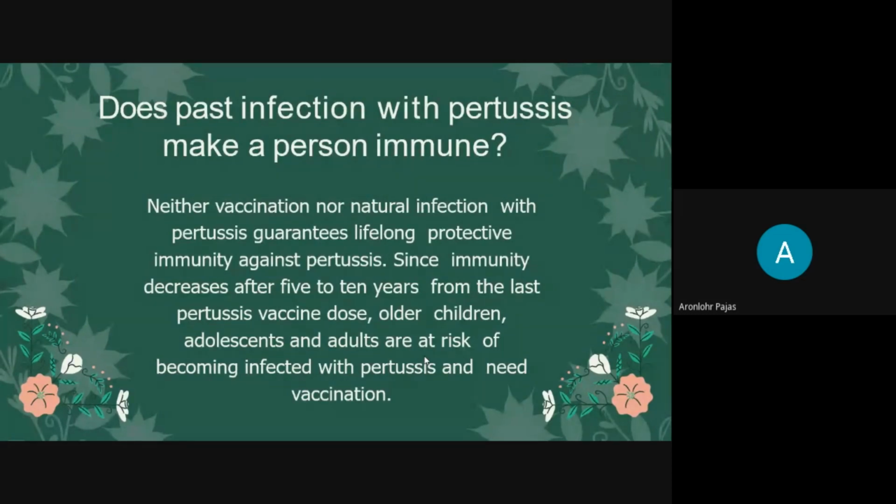Neither vaccination nor natural infection with pertussis guarantees lifelong protective immunity against pertussis, since immunity decreases after 5 to 10 years from the last pertussis vaccine dose. Older children, adolescents, and adults are at risk of becoming infected with pertussis and need vaccination. No? So, pwede ka pa rin nitong magkasakit kasi bumababa daw ang immunity 5 to 10 years from the last pertussis vaccine dose. So, madadapuan ka pa rin.